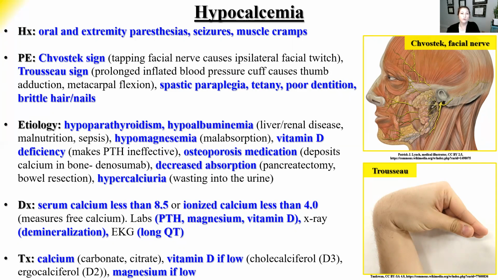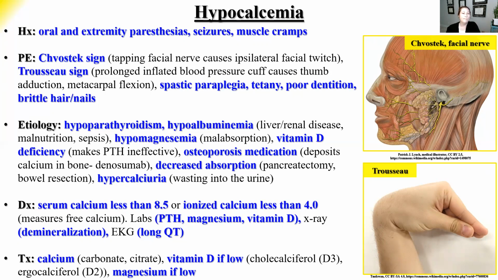Hypomagnesemia, so your magnesium is low. That's typically due to malabsorption. They're not getting enough in their diet. Vitamin D deficiency makes the parathyroid ineffective, so you can develop the hypocalcemia because of that. Some of the osteoporosis medications deposit calcium in the bone, and they can cause a hypocalcemia. So an example of that is denosumab or Prolia. You can also have a decreased absorption of calcium from the diet. So if they had a pancreatectomy or they had a small bowel resection, then you may have a decreased absorption. Or something called hypercalciuria, where they actually spill out calcium into the urine because they have a defective receptor in the kidney.